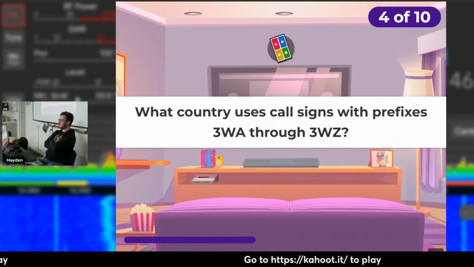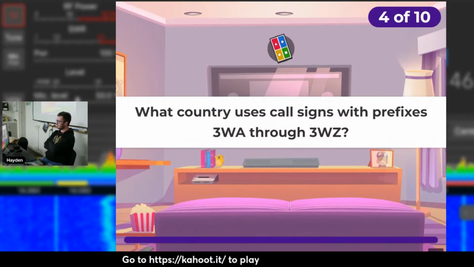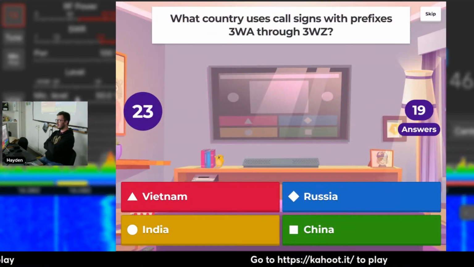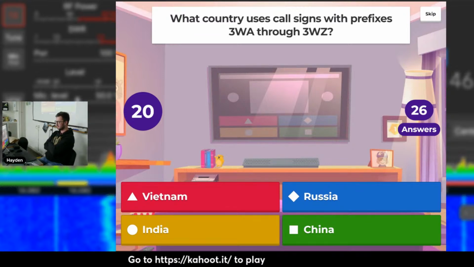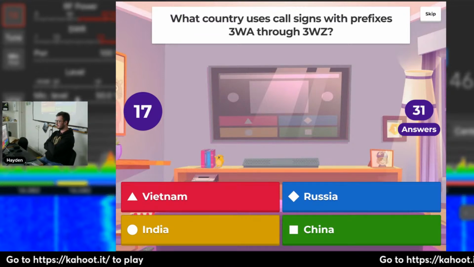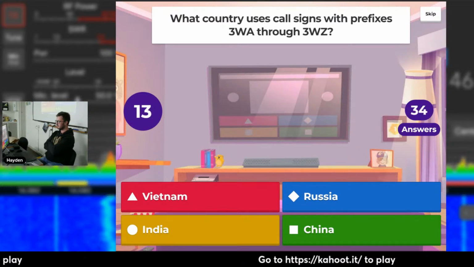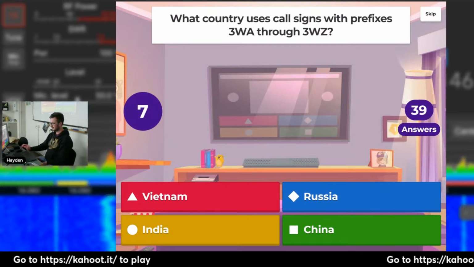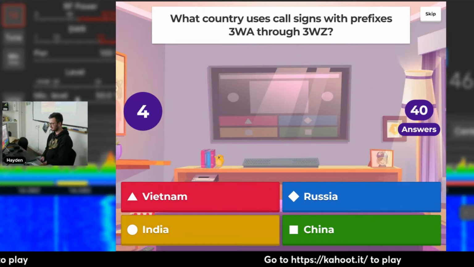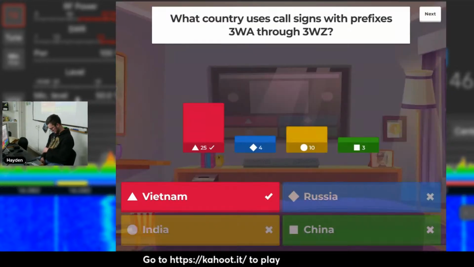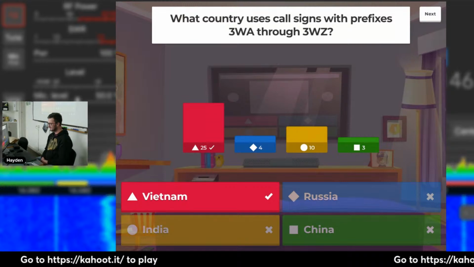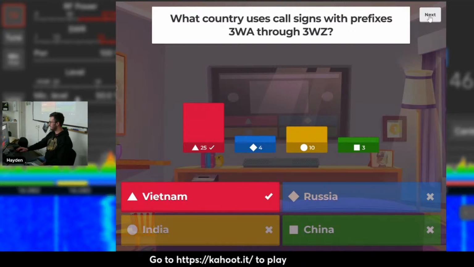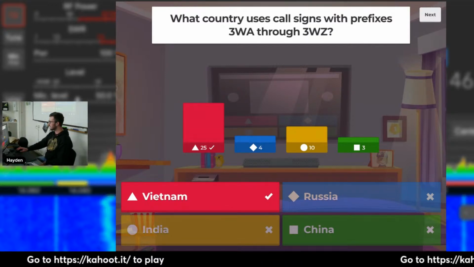Next one. What country uses call signs with prefixes 3WA through 3WZ? Is it Vietnam, Russia, India, or China? 3 Whiskey Alpha, 3 Whiskey Zulu. I haven't even worked them on FT8, let alone voice HF. What's the answer? It is Vietnam. Anything starting with a number is down the very bottom. I was going to press Vietnam. 25 people selected Vietnam. 10 selected India.